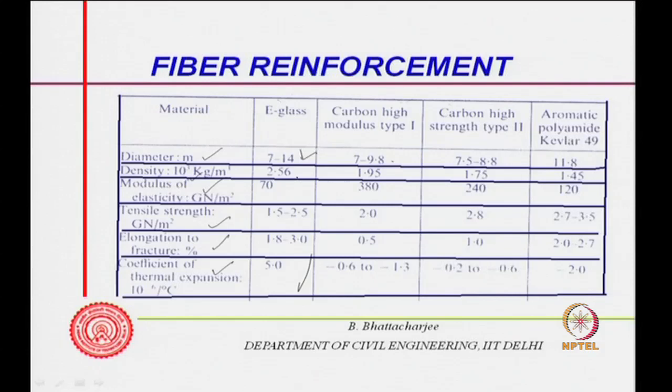So, E glass: density, modulus of elasticity, you can see these are in GPa, and tensile strength. For example, there is a high modulus type of carbon, a high strength type, and a low modulus type, but the tensile strength is 2.8 GPa, that is 2800 megapascal, and so on. Then Kevlar 49, these are the kind of properties.